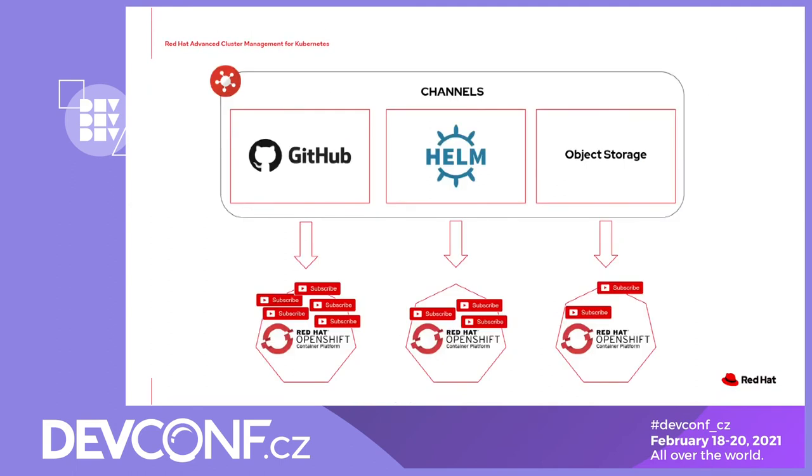We have been talking about Git type channels, but we also support Helm repositories and object storage, meaning that you can deploy your Helm charts, or even if you have all your deployment files in S3-like storage, you can use that as well. And of course, we support almost any Git server out there: GitHub, GitLab, Gogs, etc.